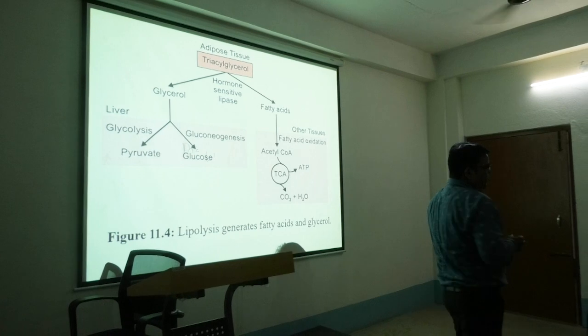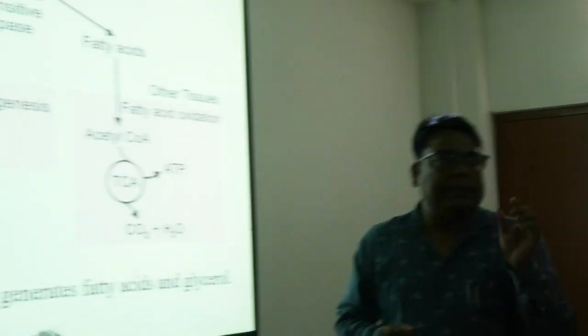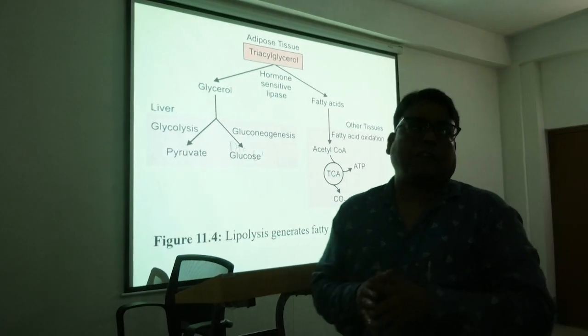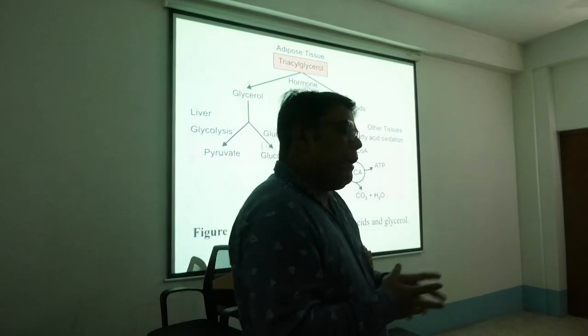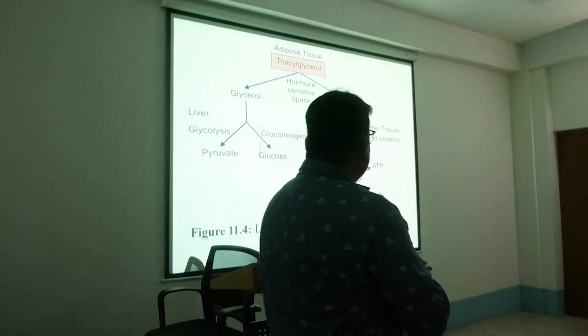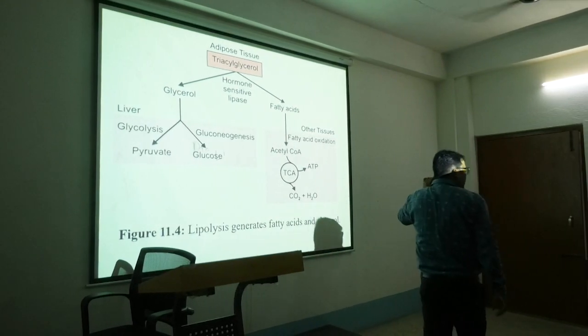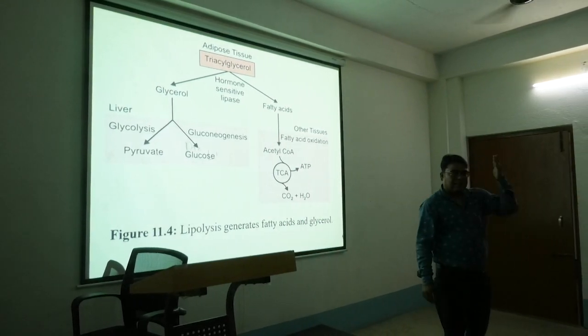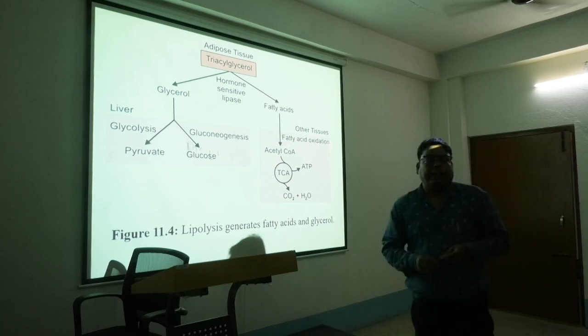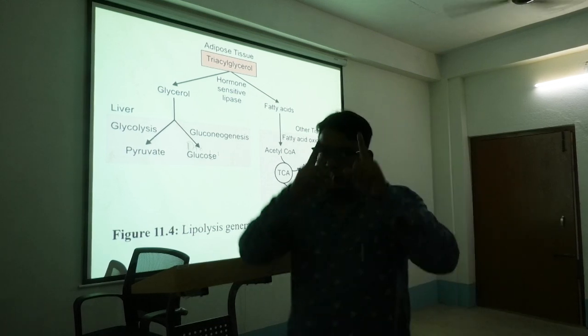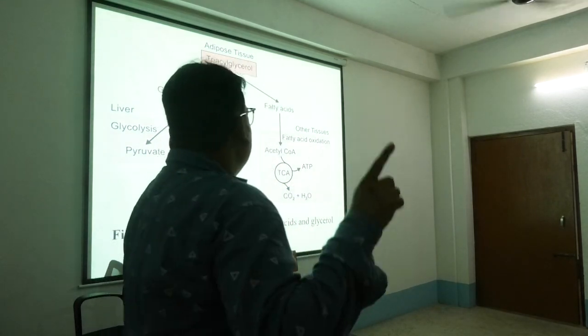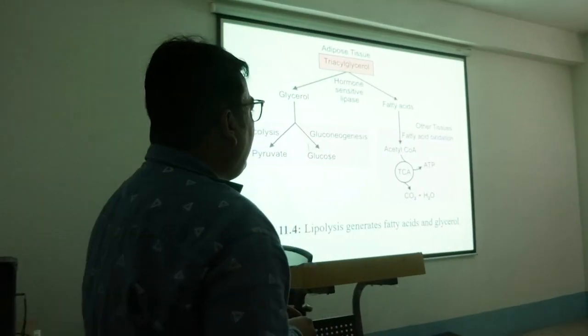Blood capillaries. Okay, read Harper for more clarification of this concept. When this comes in contact with triacylglycerol, it is converted into diacylglycerol and monoacylglycerol, lastly converted into glycerol plus free fatty acid. Okay, so there is breakdown of this lipid molecule, and it forms glycerol and fatty acid.